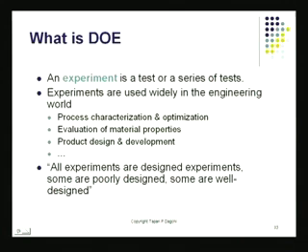So basically, an experiment is a test or a series of tests, and these are used widely in engineering and the natural and physical sciences. What we're really trying to do is characterize the process and achieve optimization of some sort. We might be evaluating material properties, or designing a new product, for example, or conducting some sort of development.